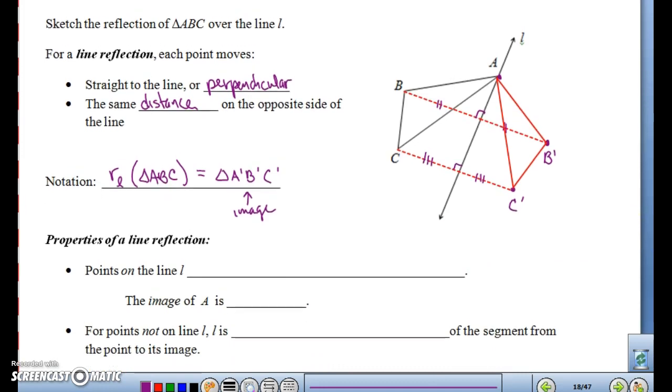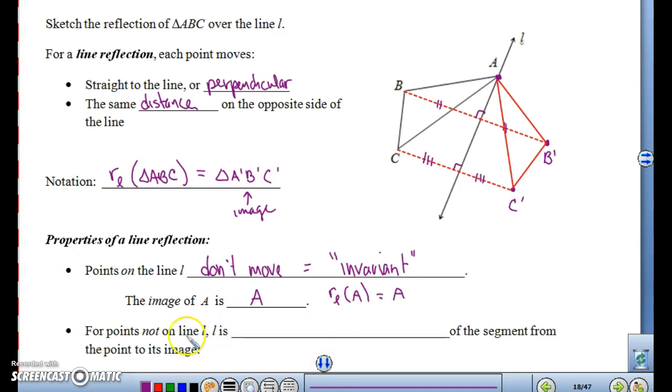All right, so the first property of a line reflection. If a point is on the line L, or the line of reflection, what happened? This was point A, for example. Did A move? No. For line L, the points on the line don't move. They stay on the line. That is called invariant. An invariant point is a point that doesn't move. All right, so point A is invariant. The image of A is A, it didn't move. So the reflection in line L of A is A, because it didn't move.